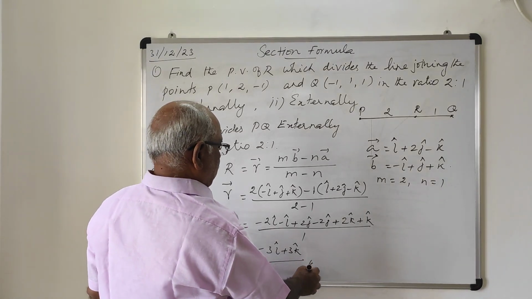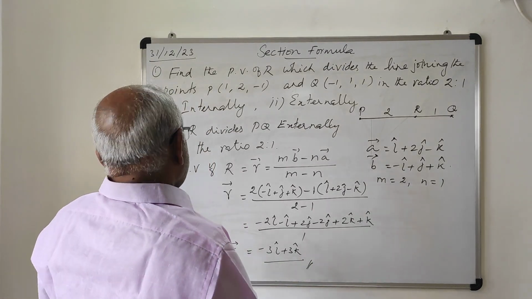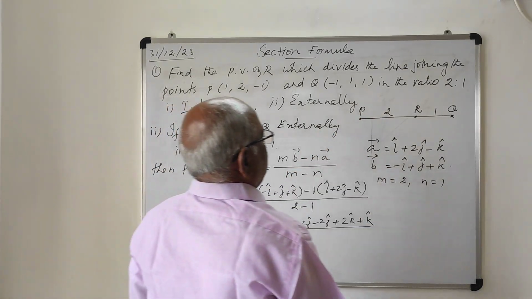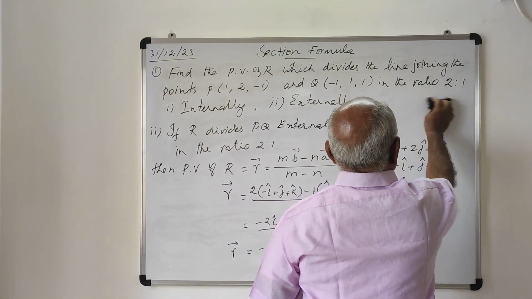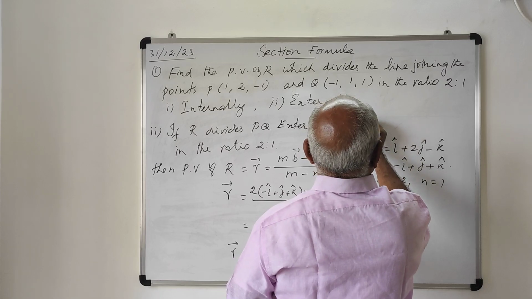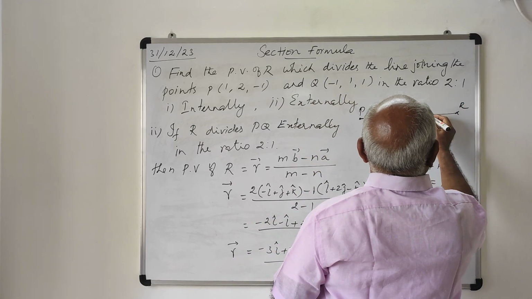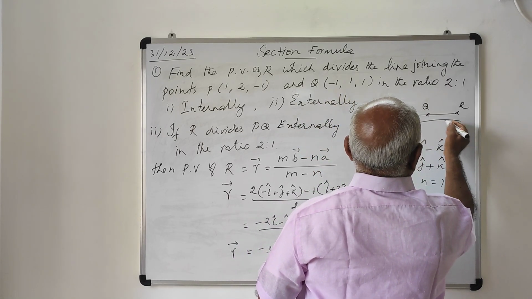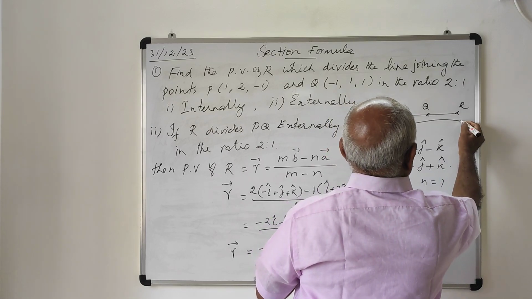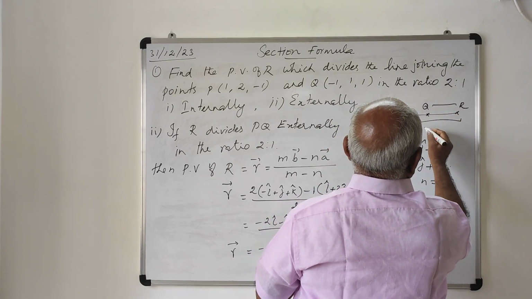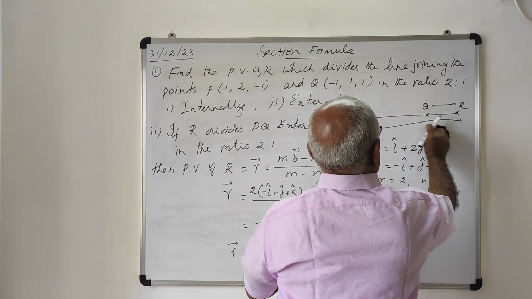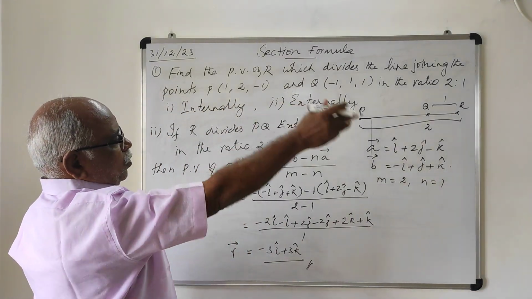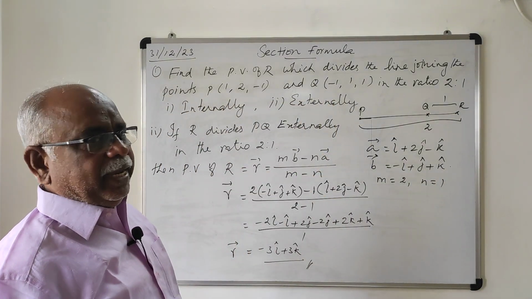Okay, that's all about the problem. Next, another problem. For external division, the diagram is just changed. For this case, R will be here, Q will be here. So this is PR and QR. PR is 2 times and QR is 1 time. External division, PR by QR.